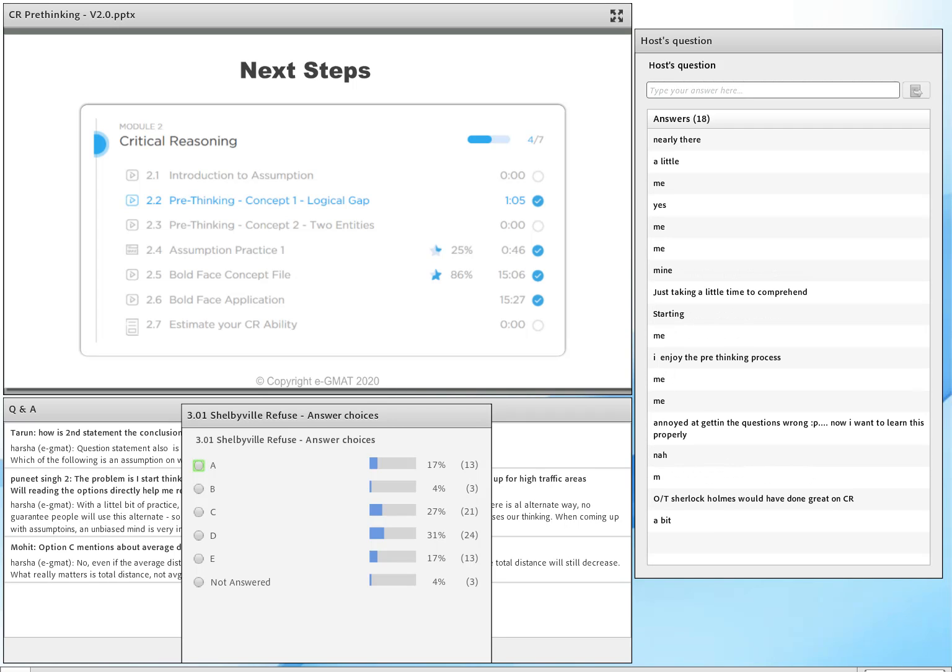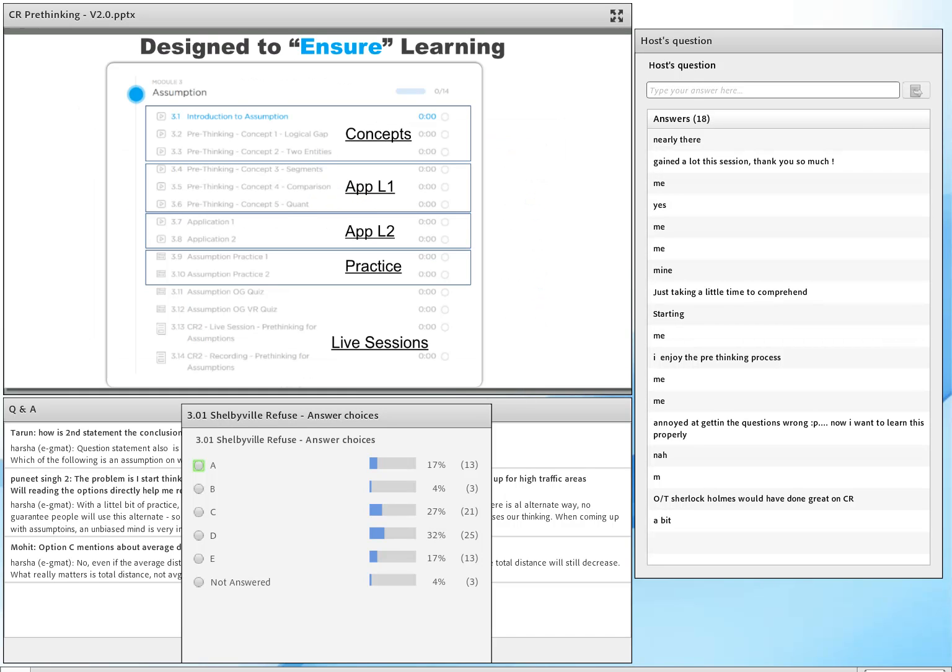So as next steps, go to sleep, wake up in the morning, start with this introduction to assumption, then go towards pre-thinking, logical gap, and two entities. You do this, it's going to be cemented in your brain. Each of these files is about 30-35 minutes long. Each of these files has a lot of examples, a lot of exercises to evaluate you. So you'd love this.